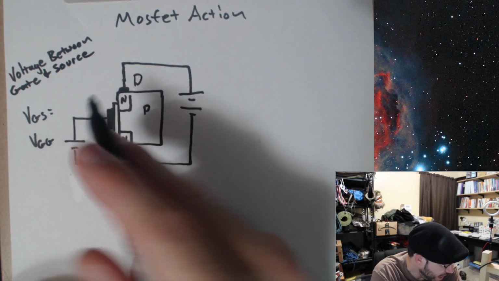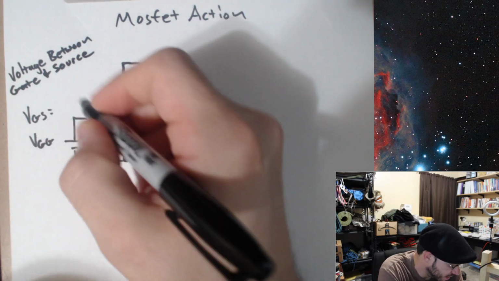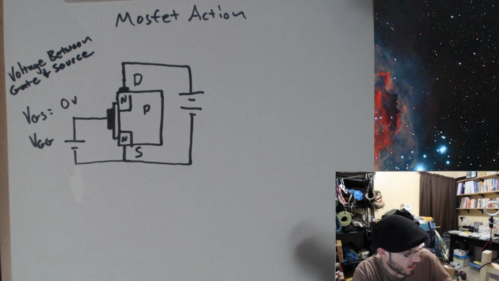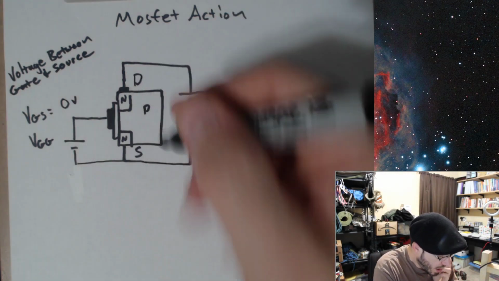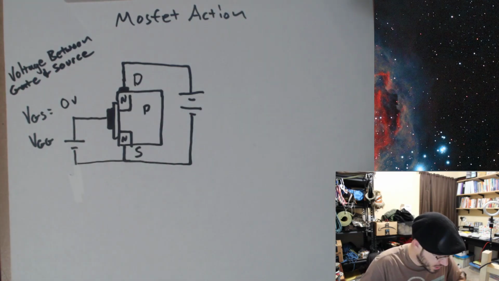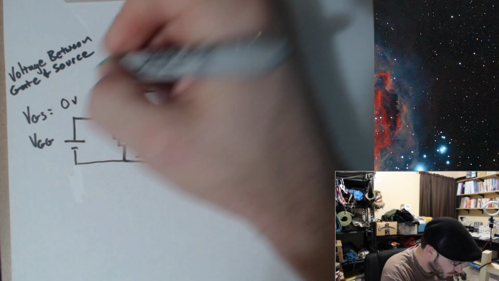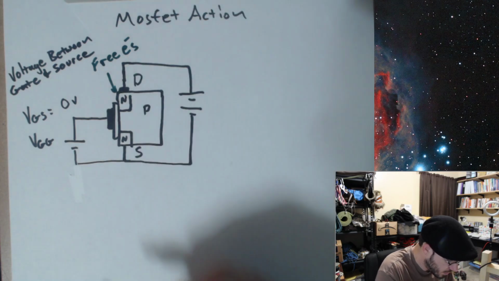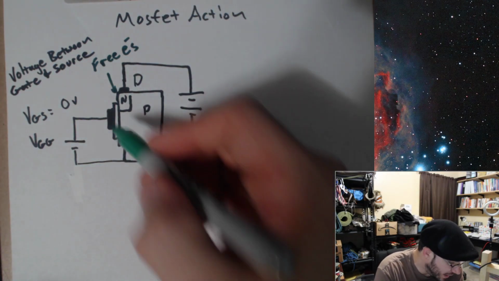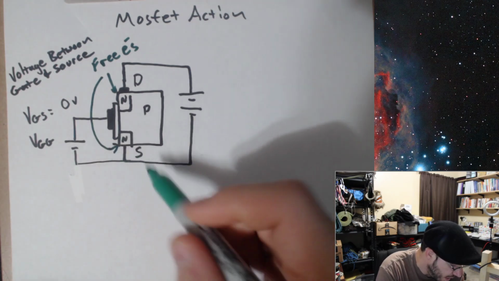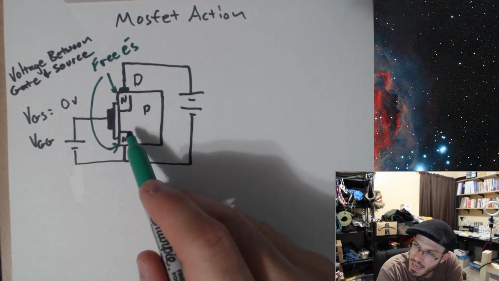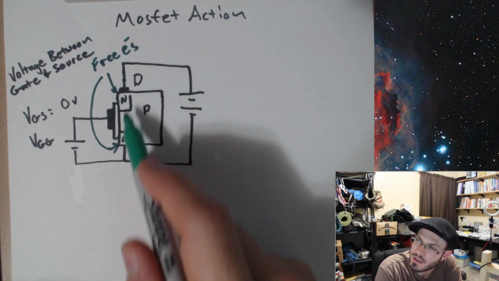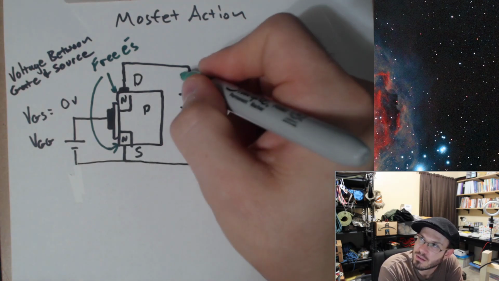And if we have 0 volts here, well, what ends up happening? Let's establish a few things here. We have free electrons over here, free electrons, and we have free electrons over here in the N region. And so the idea is that we want to be able to push the current through this device.